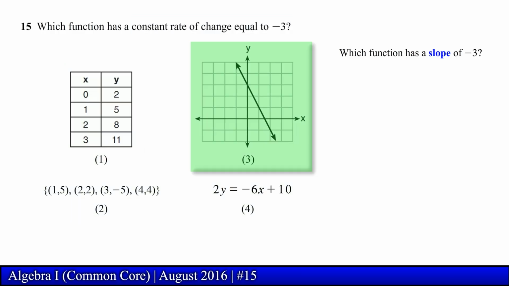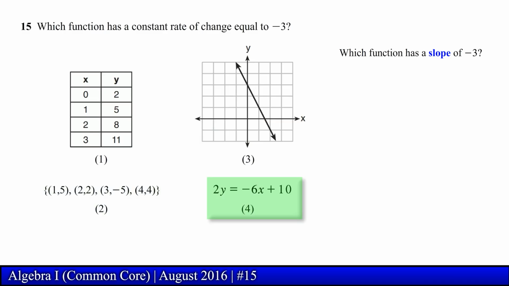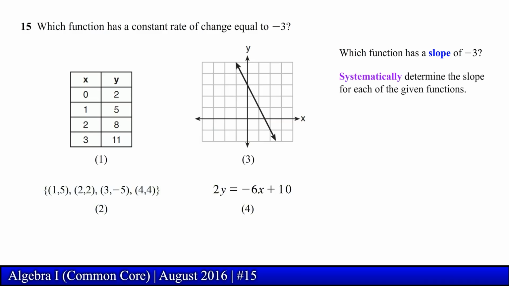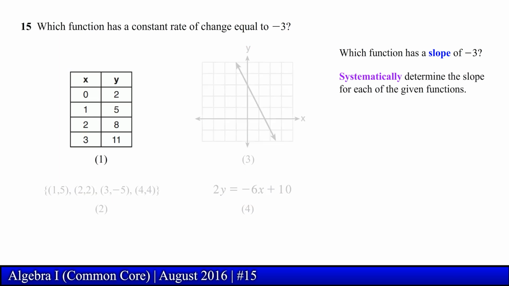Notice that each option represents a function in a distinct way. To figure out this problem, we can systematically determine the slope for each of the given functions. Let's start with option 1. Here, we have a function represented in tabular form. Each row represents an ordered pair, or point, of the function. We can determine the rate of change, or slope, of the function by calculating the rise over the run, or the change in y over the change in x.